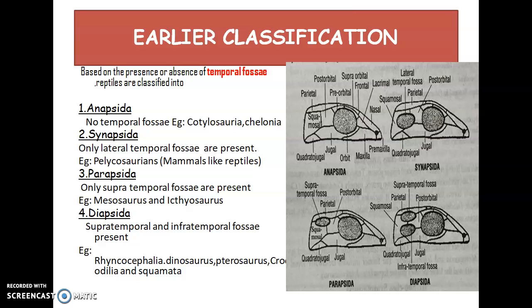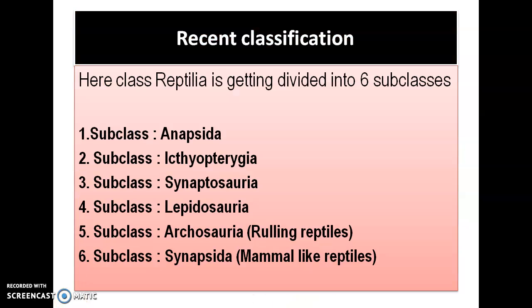So this is an earlier classification, but as it seems not to be logical, scientists have changed it into another advanced one, called the recent classification. In the recent classification, the class Reptilia is divided into 6 major subclasses: subclass Anapsida, subclass Ichthyopterygia, subclass Synaptosauria, subclass Lepidosauria, subclass Archosauria, the ruling reptiles, and the subclass Synapsida, which includes mammal-like reptiles.